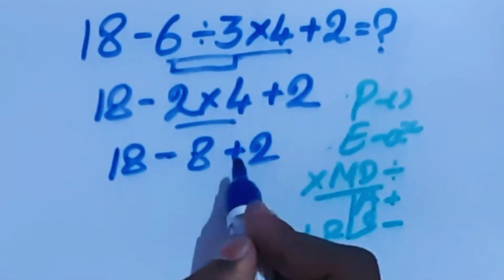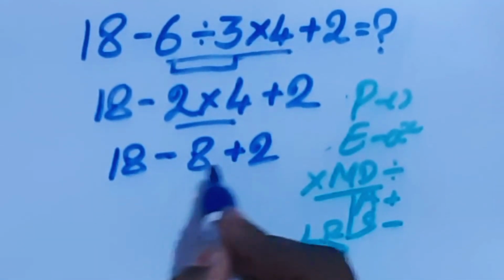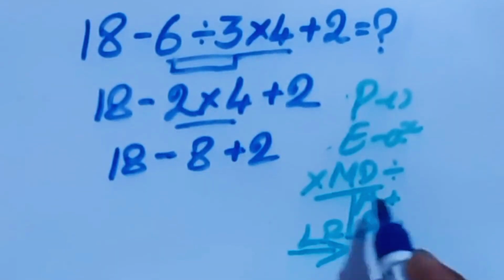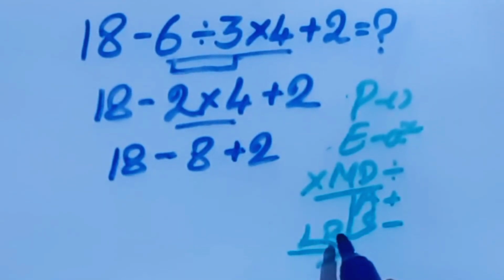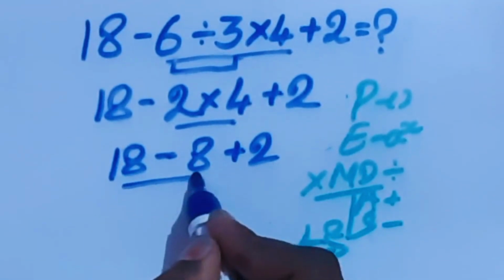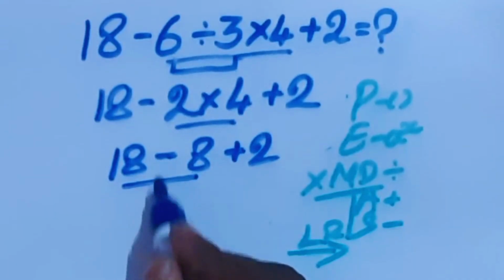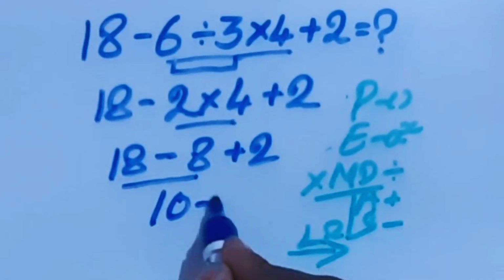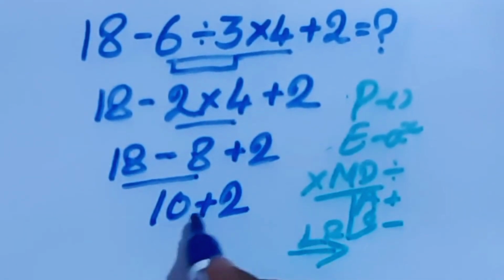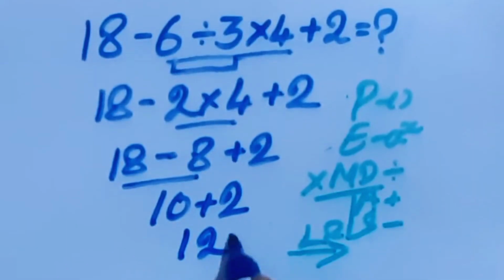Here we have subtraction and addition. Here both are equal priority. For this equal priority, we are going to follow here left to right. Here left to right is this 18 minus 8. 18 minus 8 is 10, plus 2. Here 10 plus 2 is 12, which is the correct answer.